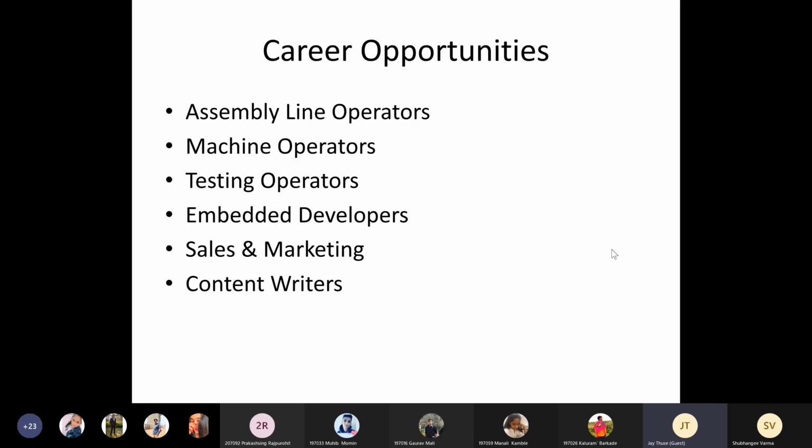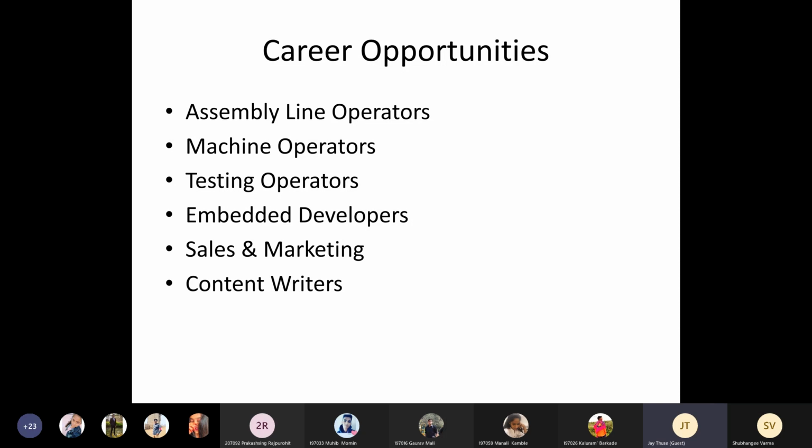Then machine operator. All those heavy machines which you have seen need to be operated by skilled operators, and you need to get a particular kind of training and knowledge in order to operate those machines. So we need people for machine operation as well. Testing, as I said, we involve various kinds of tests, so we need testing people for whatever assemblies are happening.